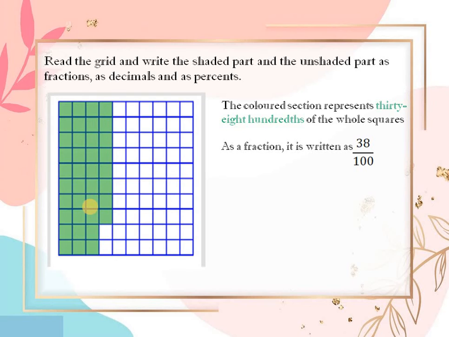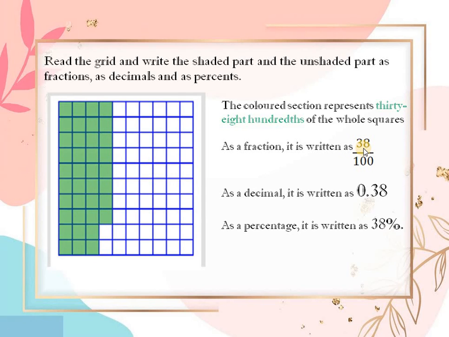Now as a decimal, it will be written as 0.38, and as a percentage, you are only going to consider the numerator part. So when you see the numerator part, that is 38%. So this is the percentage form of it.